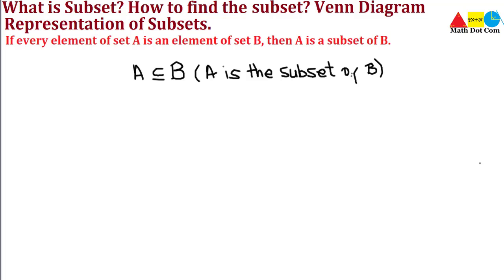So this is the representation of the subset when you are given two sets. Now what if you are asked whether B is the subset of A as well? No, B is not necessarily the subset of A. It depends on the values of B. If A is equal to B, then you can say B is the subset of A as well, but you can't say that until you know the elements of B.